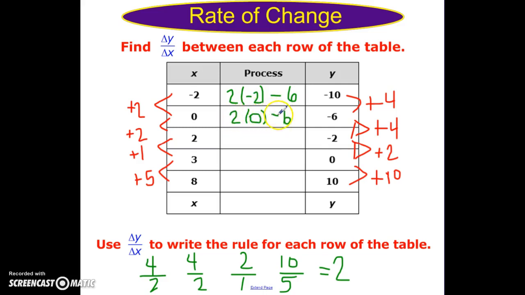So 2 times 0 is 0, minus 6 is -6. And if we keep going, then our rule will hold true, which means our final is 2x minus 6. So this is our equation. To turn it into the equation, you just put y equals 2x minus 6.